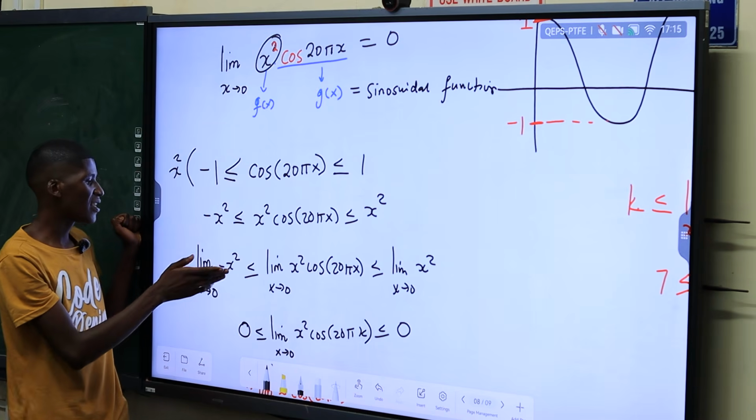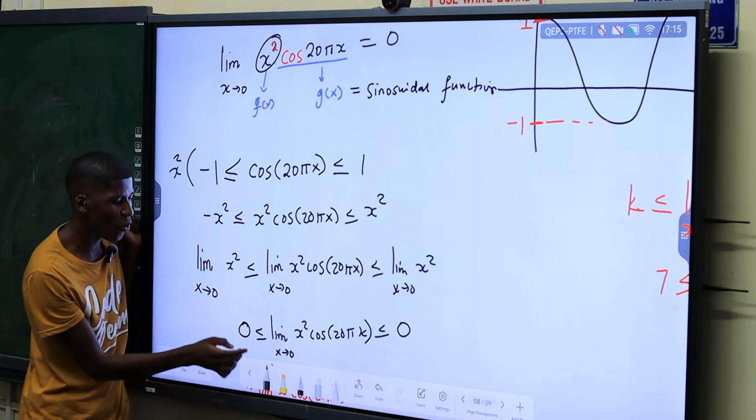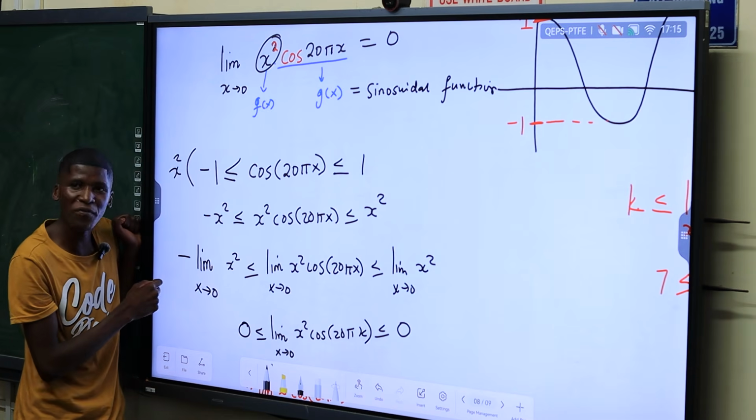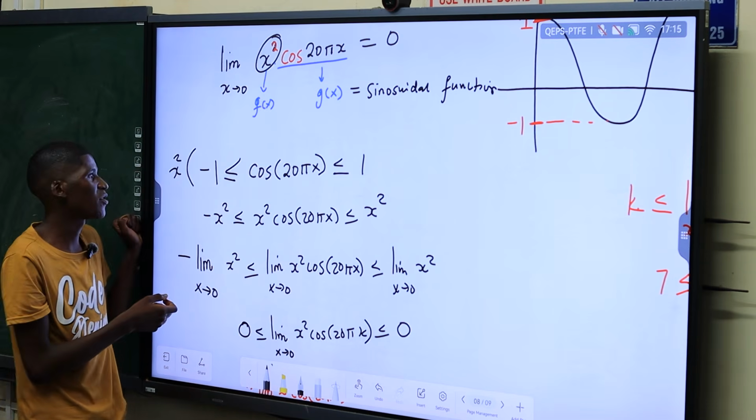Okay, you can put it there. Yeah, that's good. That's a good application of the limit law. You can say that this is negative of the limit of x squared because the constant, right? You are allowed to do that.